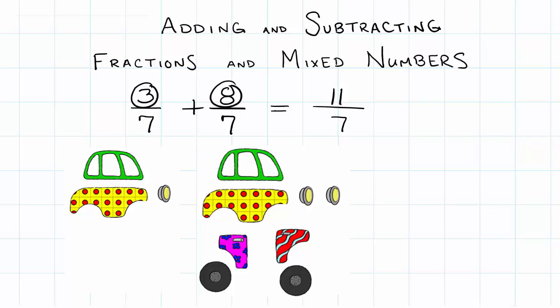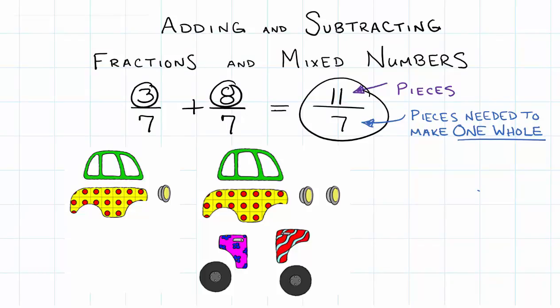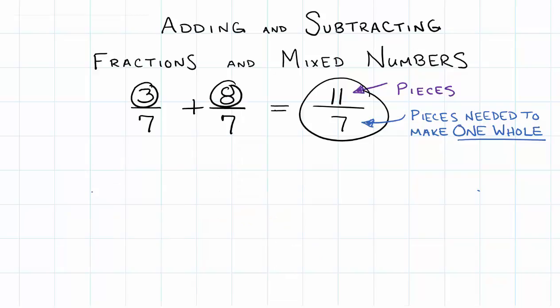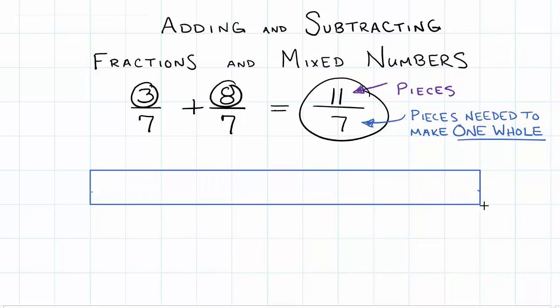Now, if I take a look at the pieces that I have total, I've got 11 pieces, and I have 7 that I need to make a whole. Well, we are going to use tape models. I'm going to draw a rectangle that has 11 boxes in it, and I'm going to be sure to split up those boxes. This represents our 11 pieces that we have in order to make our car. I need 7 of them. So let's highlight. 1, 2, 3, 4, 5, 6, 7.